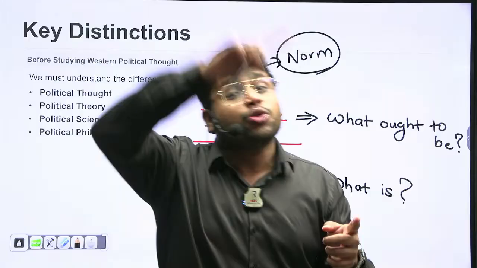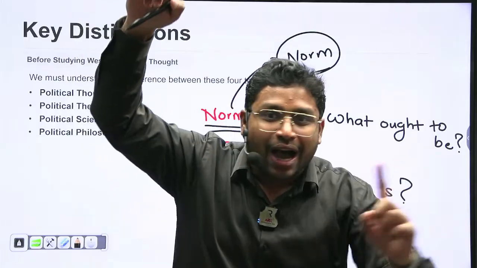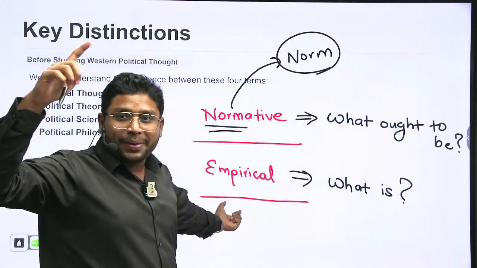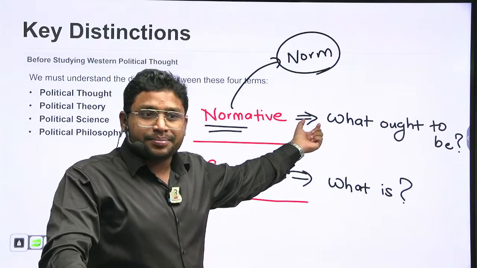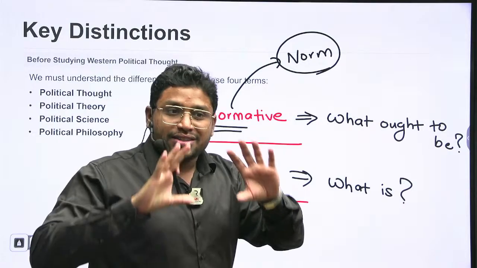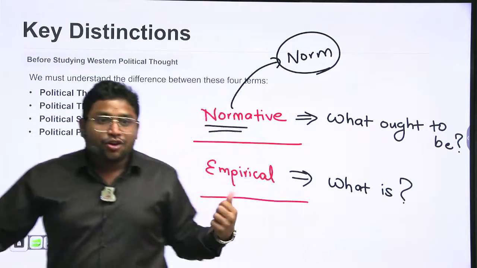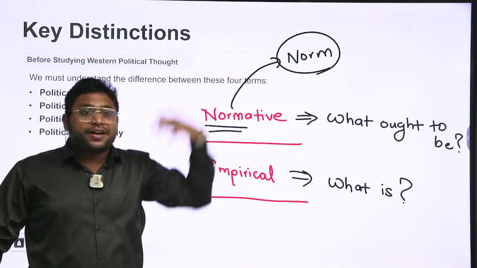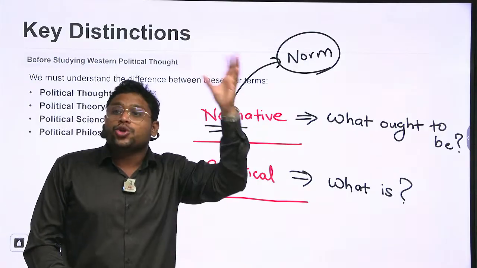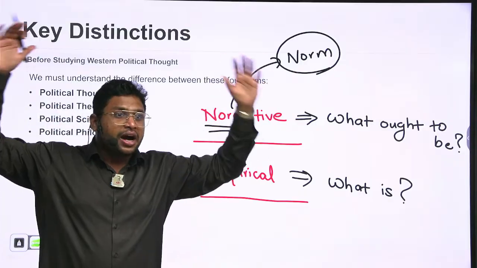I'll say you should be a good person. What you are right now, that I'll get from empirical. And what you should become, that I'll get from normative. Yes? Now what politics is right now, I can understand from its empirical side. But how the politics should be? If I ask Gandhiji, sir, how politics should be? He will say Ram Rajya, ideal state.